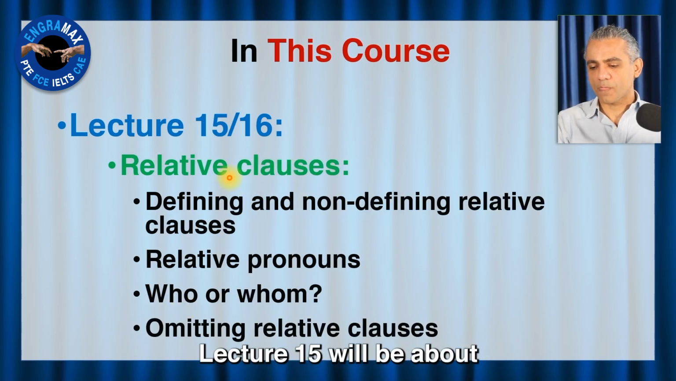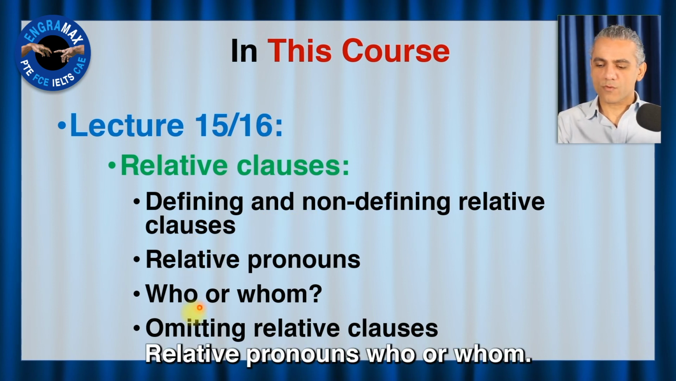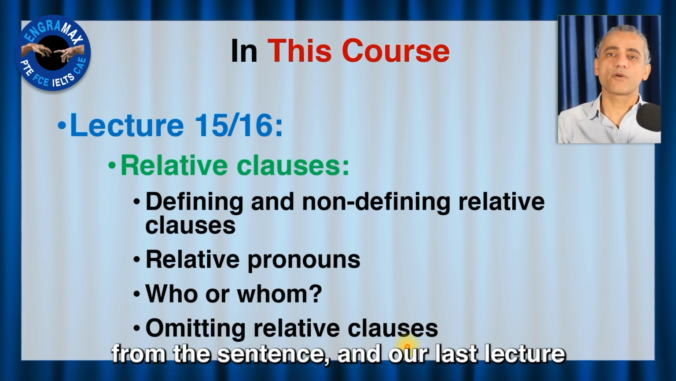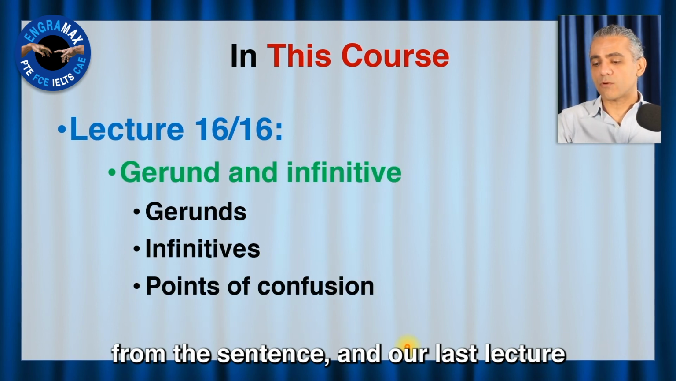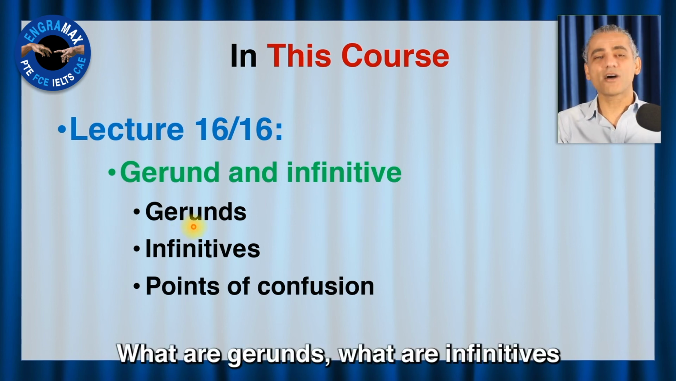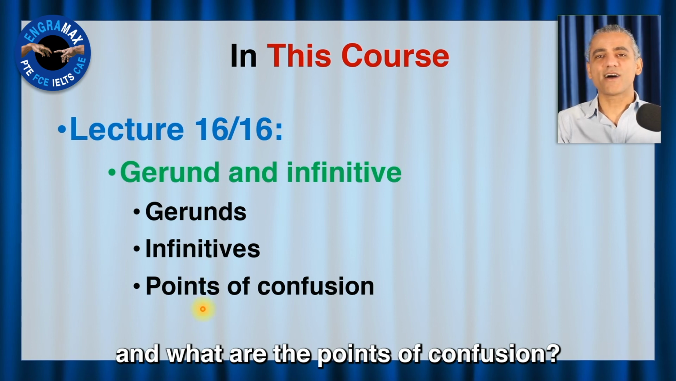Lecture 15 will be about relative clauses, defining and non-defining relative clauses, relative pronouns, who or whom, a big confusion, and omitting relative clauses, it means removing them from the sentence. And our last lecture is about gerund and infinitive. What are gerunds? What are infinitives? And what are the points of confusion?